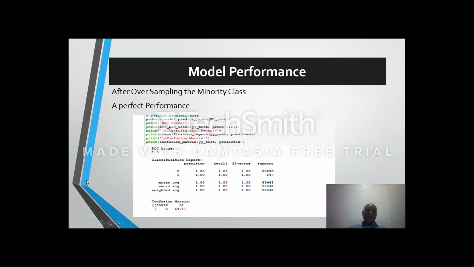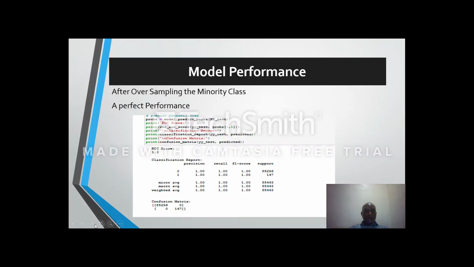This has given us a perfect result, and we don't always get this kind of result every day in data science, but this is what happens when you get a good process of preparing your data and using the appropriate technique, you are going to get something like this.